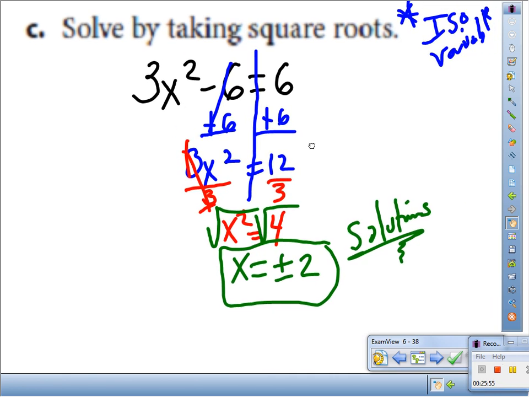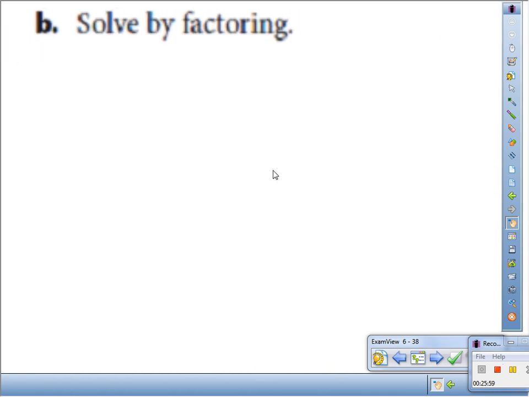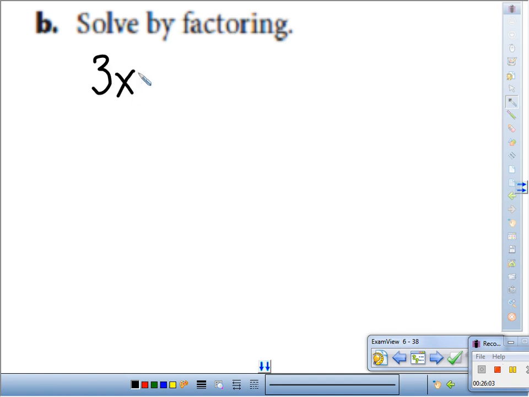Any questions with roots? You're like, no, Mr. Q, this is a piece of cake. I know, I'm telling you.